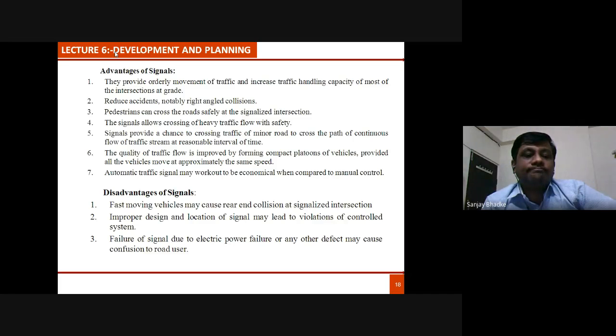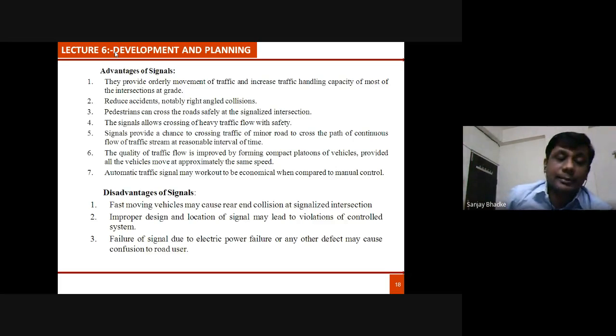But it is always good that everyone should follow the signal so that there should not be any type of accident on the road.